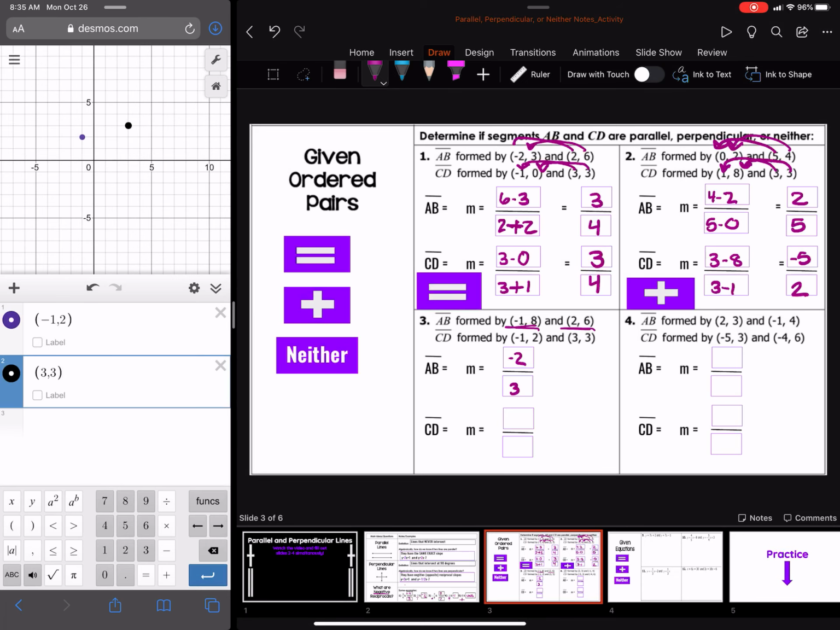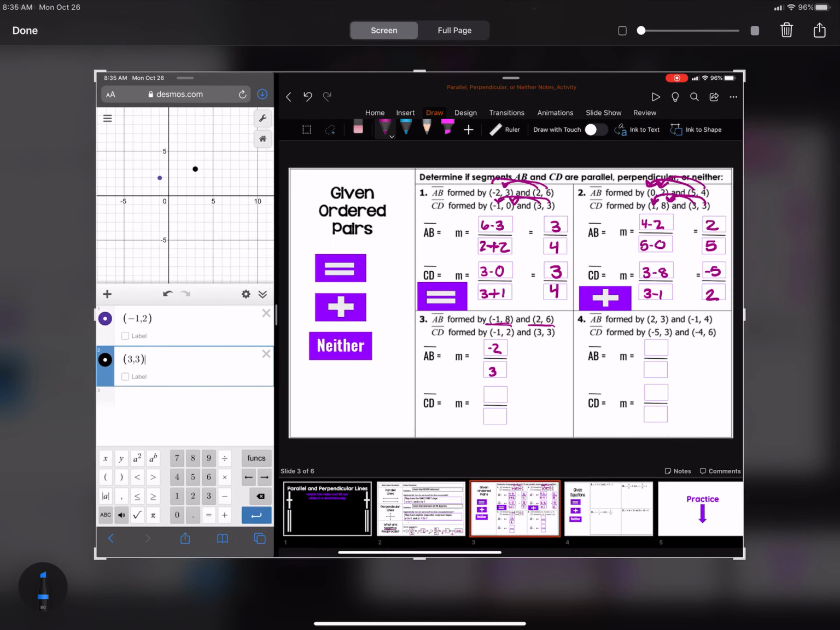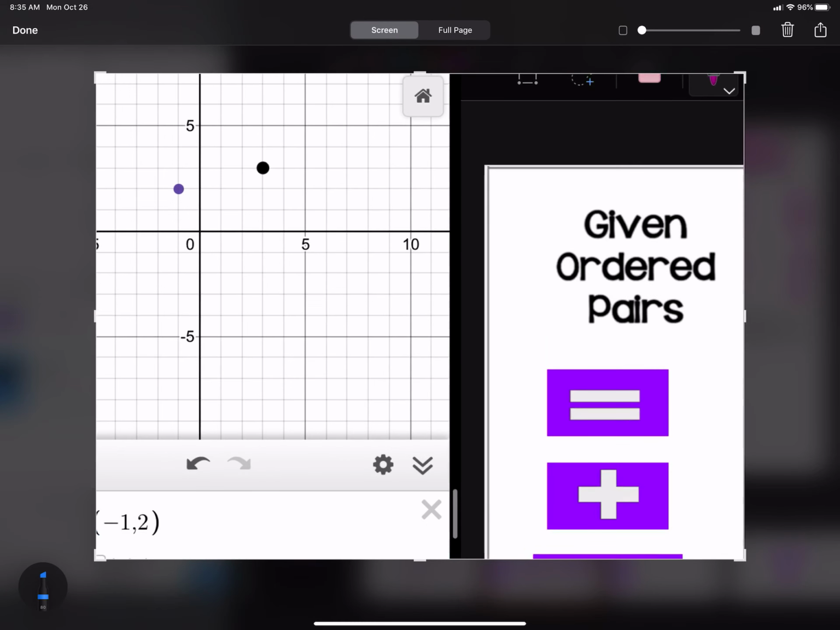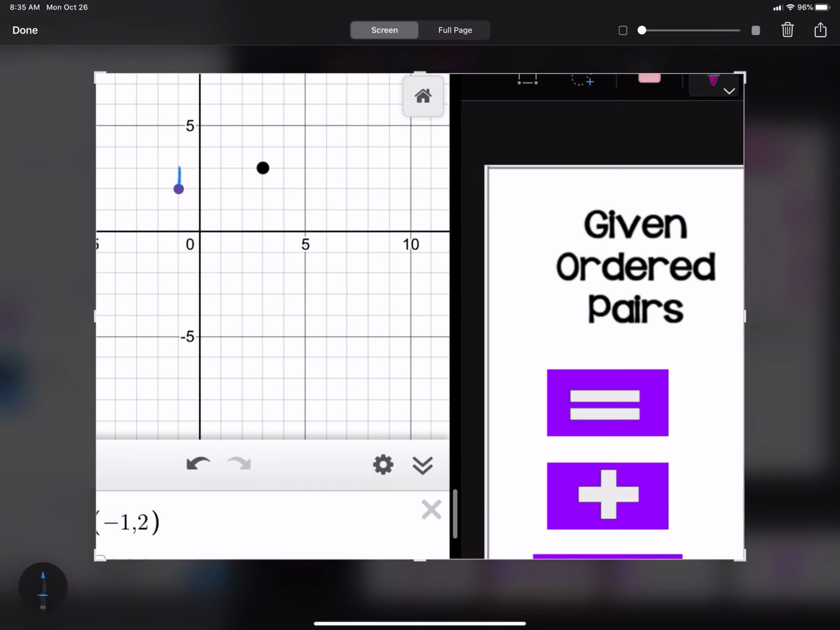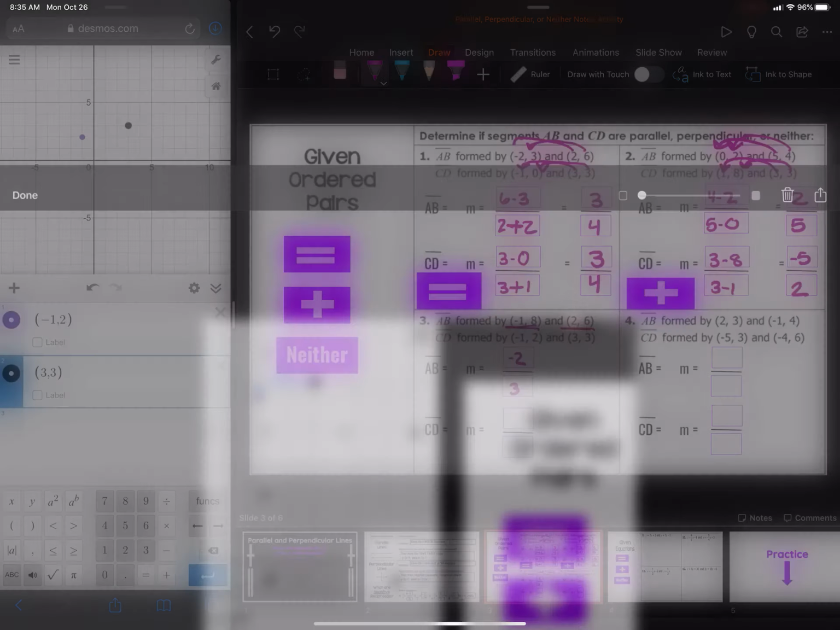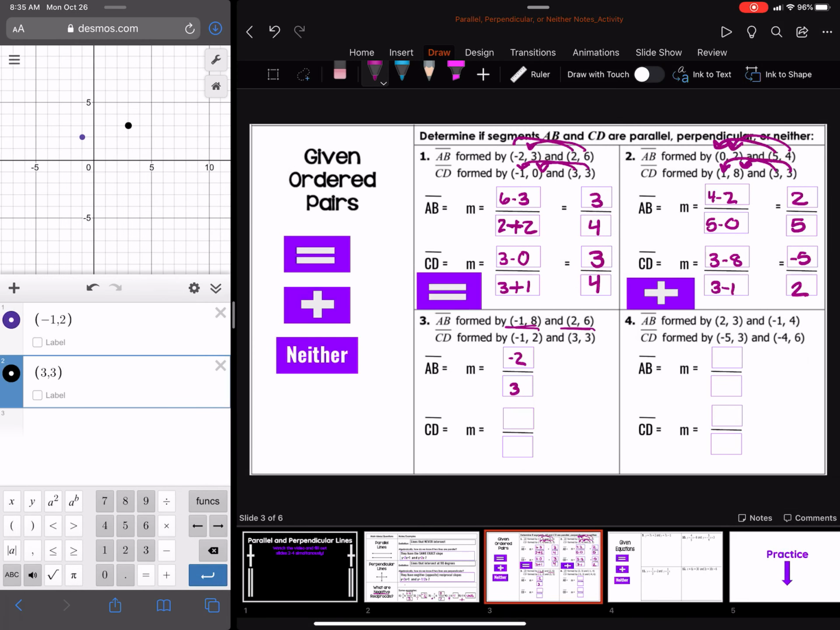So this is a positive slope, and let me take a screenshot real fast so we can find the slope. And it looks like I am going up 1, over 1, 2, 3, 4. So up 1 over 4. And I'm going to make sure I have the right points in. Yep, up 1 over 4.